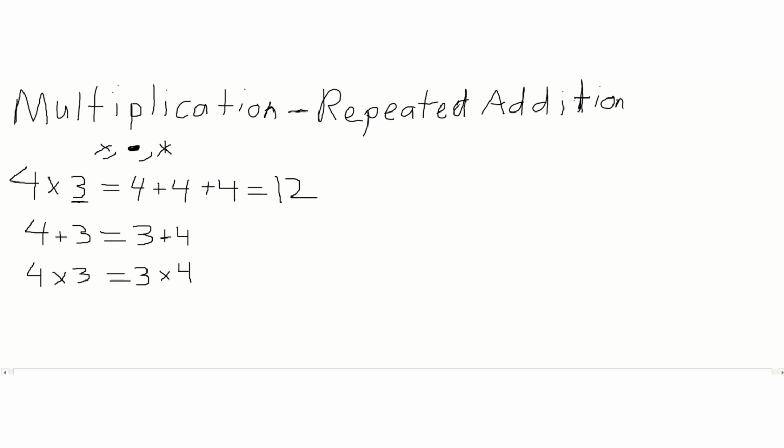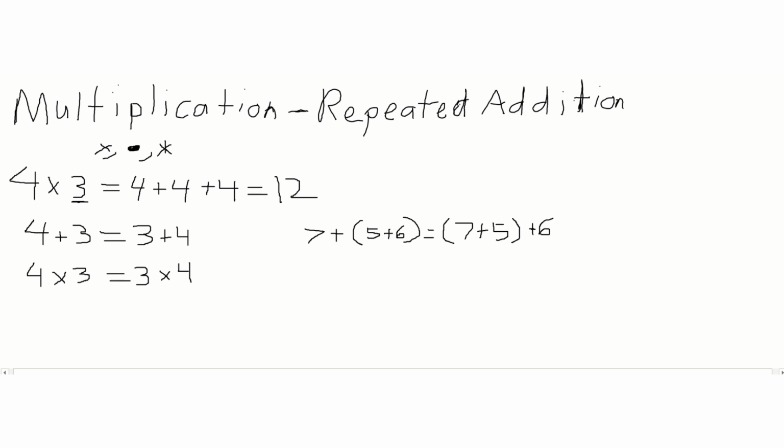Addition and multiplication also have associative properties. So, for example, if we have an equation like 7 plus 5 plus 6 in parentheses, that would be the same as having 7 plus 5 in parentheses, and then adding 6 afterwards.